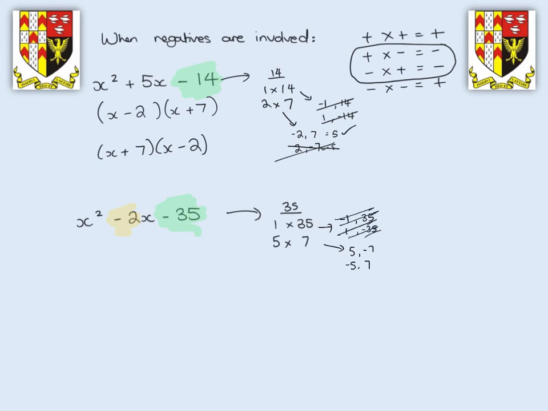So then 5 add -7 gives me -2, so it's this pair here, okay. If I looked at this one, -5 add 7 would give me a +2, so it's not going to be that there. So therefore I know it's going to be x plus 5 and x minus 7. And it could be as well, we said that it would be the same to have x minus 7, x plus 5. So both of those are entirely fine.